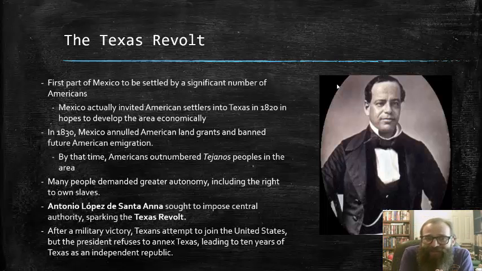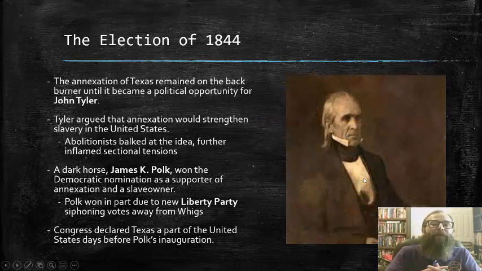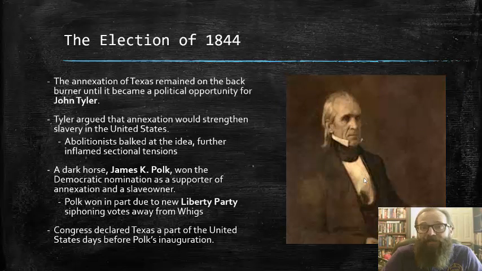But the president at the time, Martin Van Buren, refused to annex Texas, essentially because he knew that would raise the question of the expansion of slavery to a very prominent position within American political debate. This hesitancy on the part of Van Buren led to 10 years of Texas as an independent country in its own right. The question of the annexation of Texas remained on the back burner until it became a political opportunity for President John Tyler.